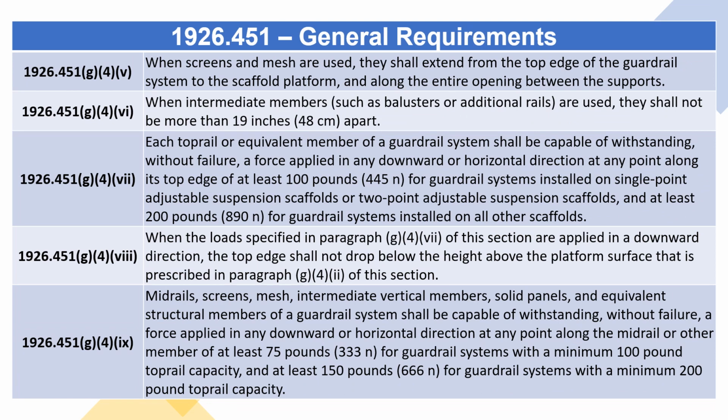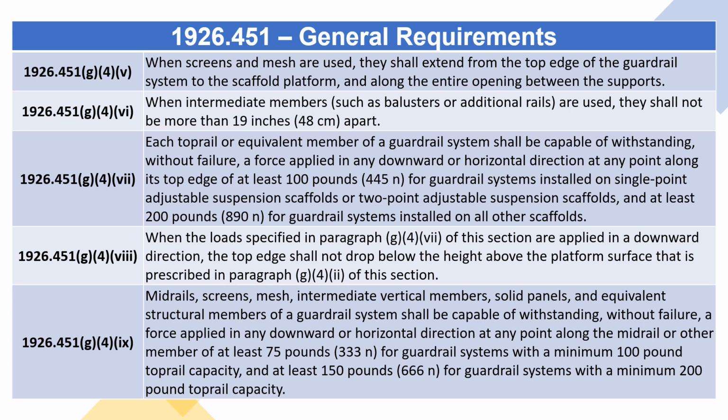1926.451(g)(4)(v) through 1926.451(g)(4)(ix). When screens and mesh are used, they shall extend from the top edge of the guardrail system to the scaffold platform, and along the entire opening between the supports. When intermediate members, such as balusters or additional rails, are used, they shall not be more than 19 inches (48 centimeters) apart.